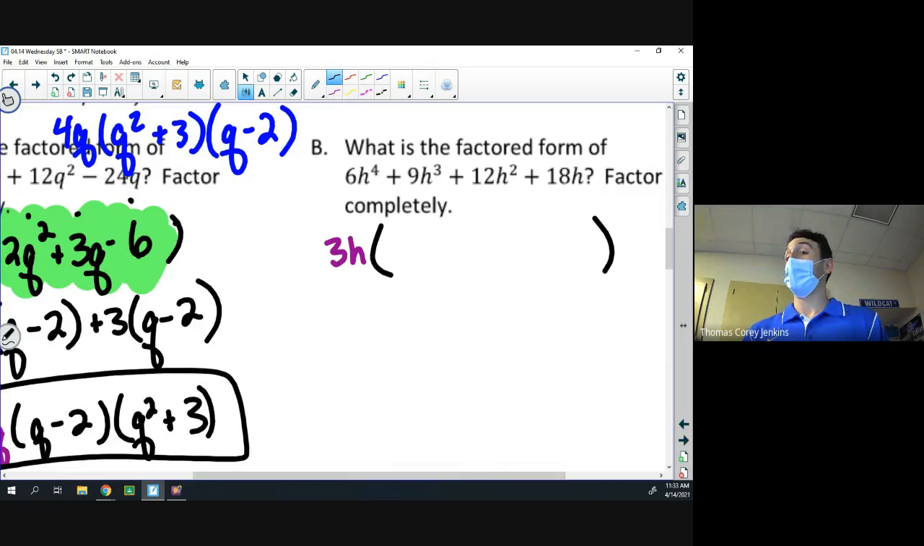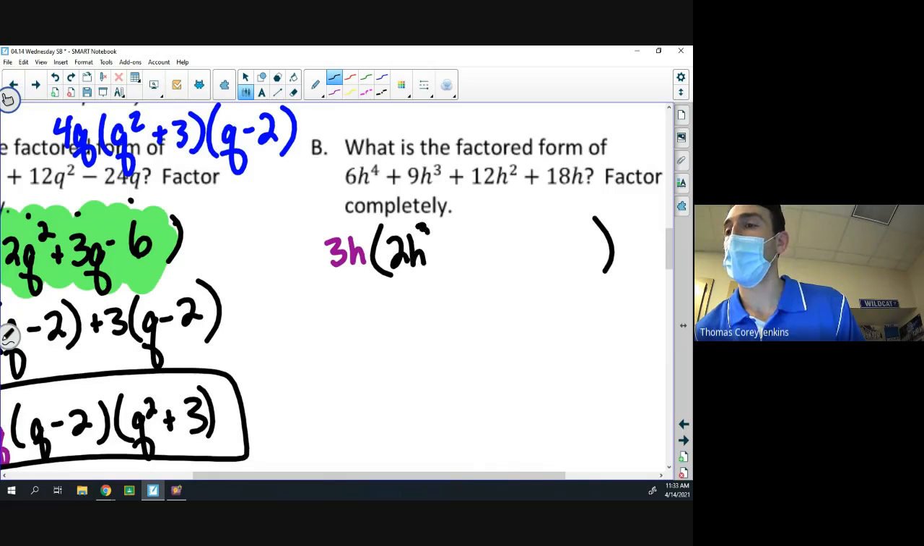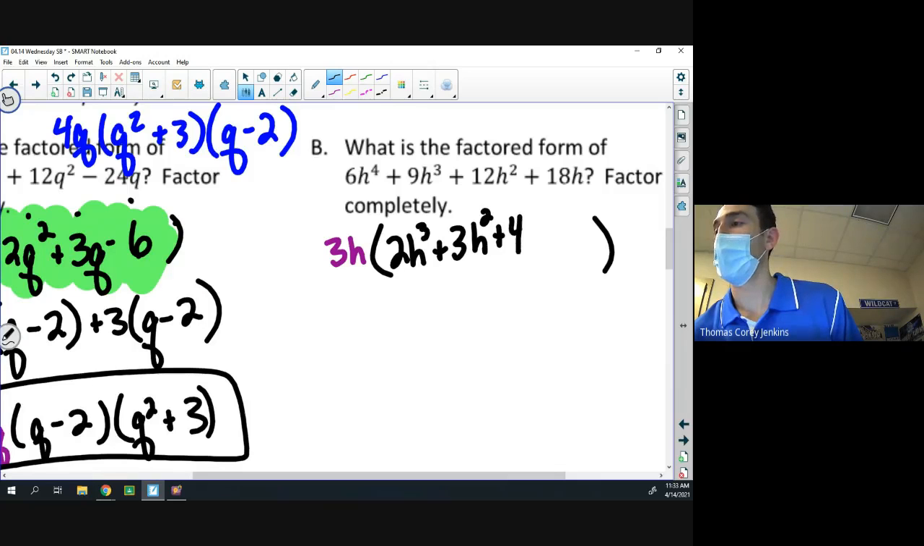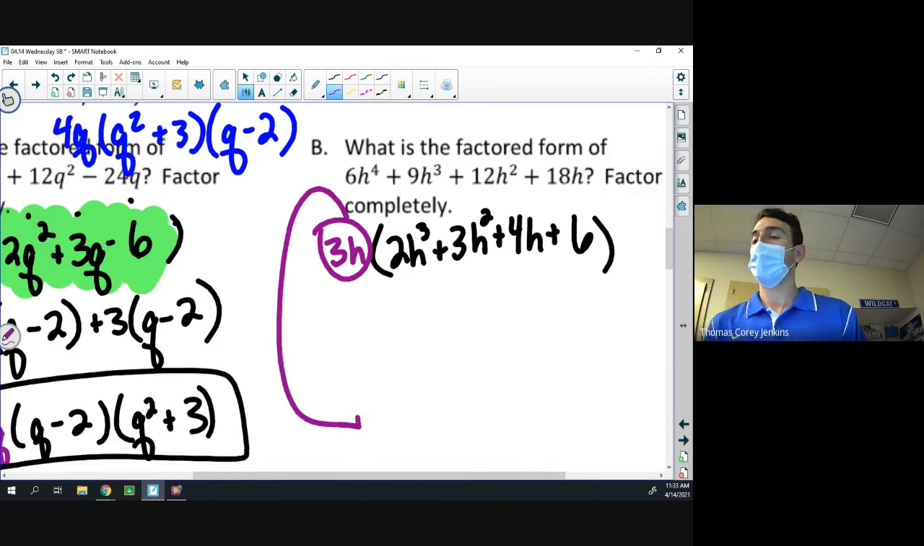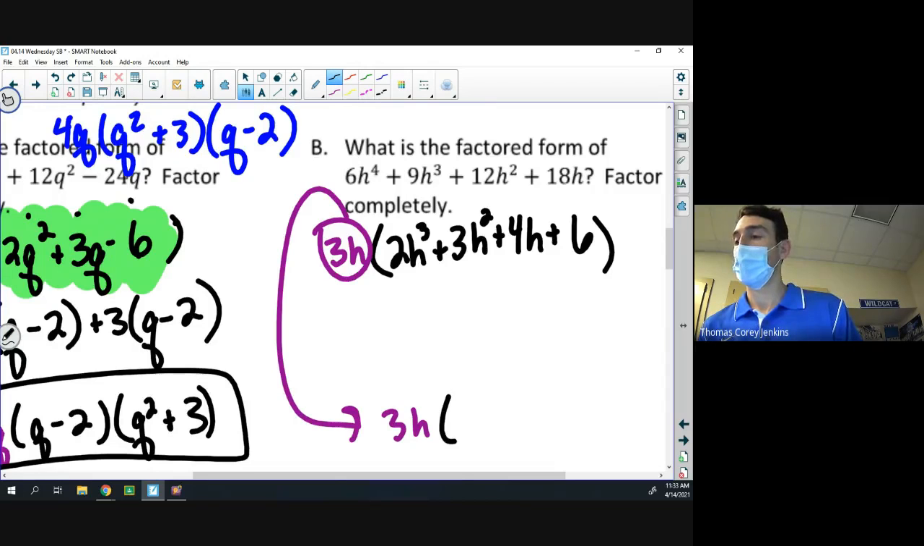You're not dividing by the 3. You're doing the exponents right, but you're forgetting to divide by the 3. Oh, okay. That's all right. 2H cubed plus 3H squared plus 4H plus 6H. That's it. Well, how would we fix the last one? Oh, sorry. It's not going to be plus 6H. What would it be? Plus 6. All right. So then we kind of forget about the 3H until the end.